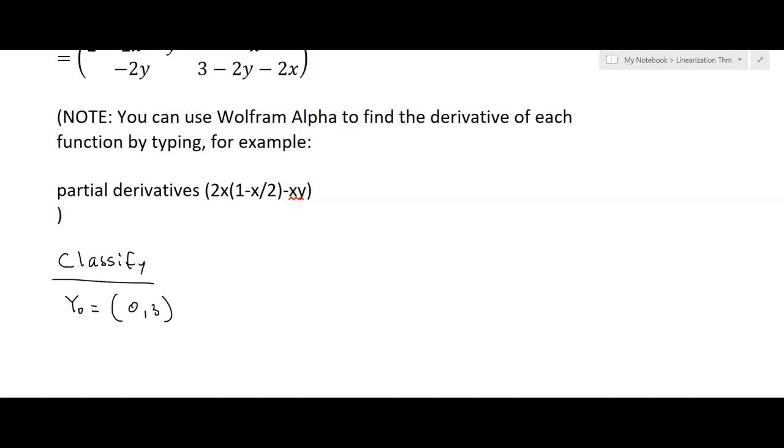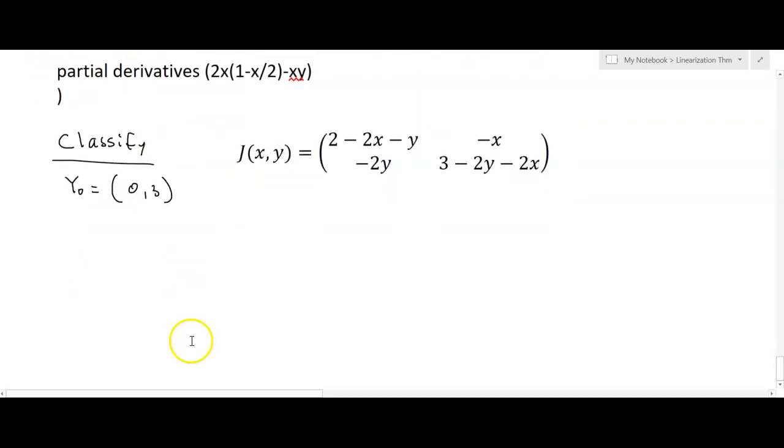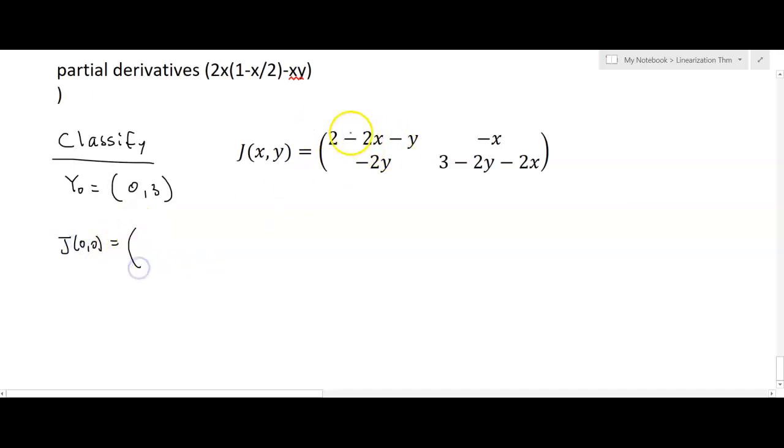So to do that, and because I know my Jacobian now, I can now simply plug in my coordinates and compute J of 0, 0. So J of 0, 0 is really just plugging in 0 for x, 0 for y. If I plug in 0 for x and y, I'll get 2, negative 0, negative 2 times 0, and 3 minus 0. So there is my Jacobian matrix, and now I just need to check the 2 conditions.